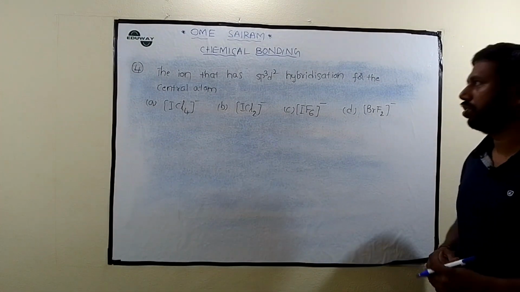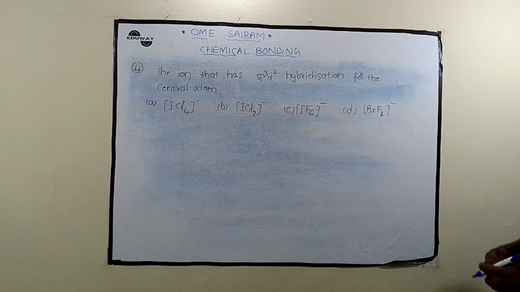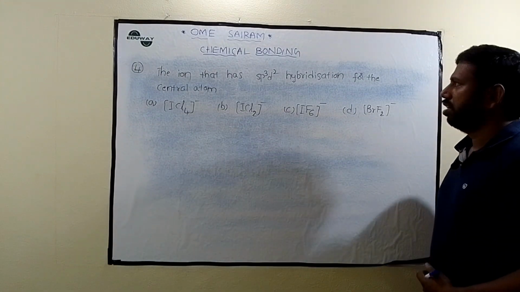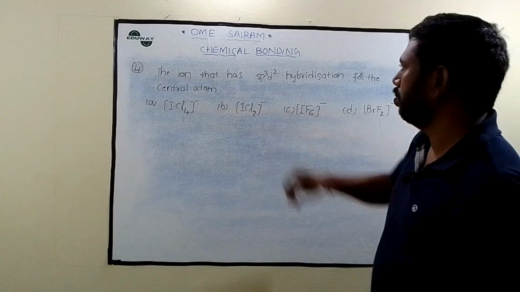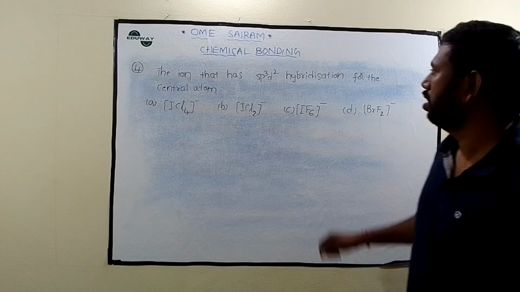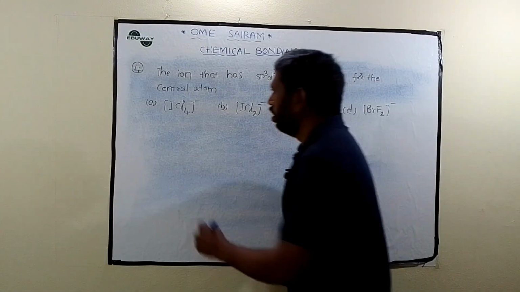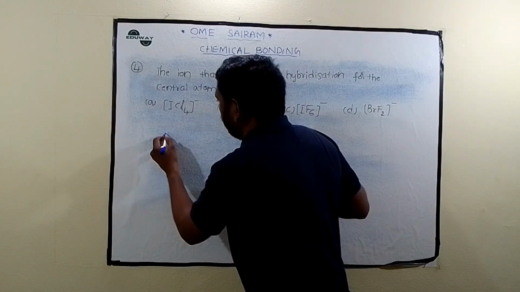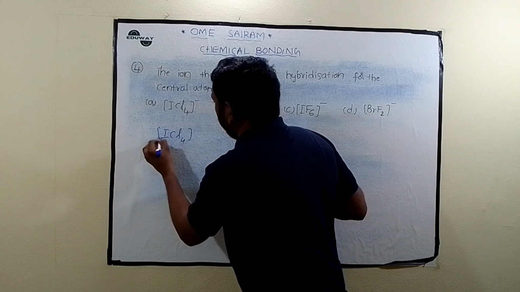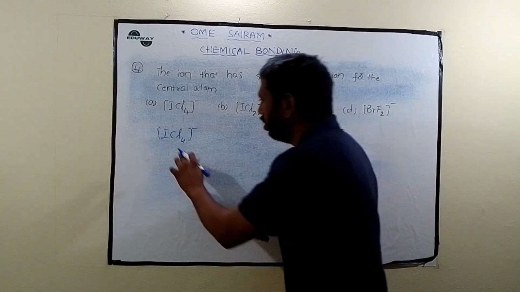Now the fourth question is: the ion that has sp3d2 hybridization for the central atom. They have given some ions, and we have to find out the hybridization of the central atom. So the ion which has sp3d2 hybridization, we have to find out. First I have taken ICl4 negative. So what is the central atom? Iodine is the central atom.